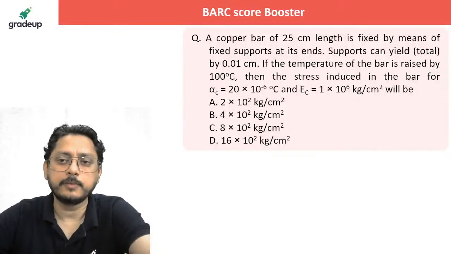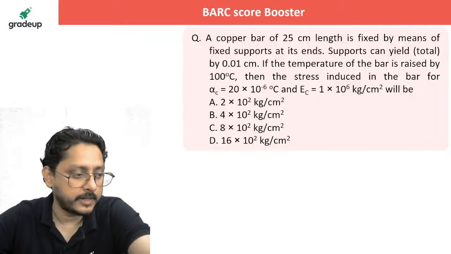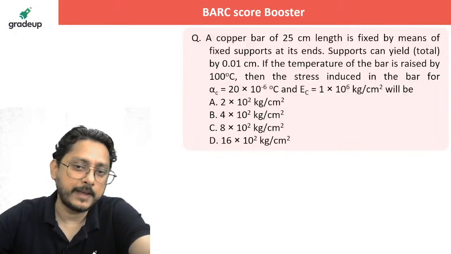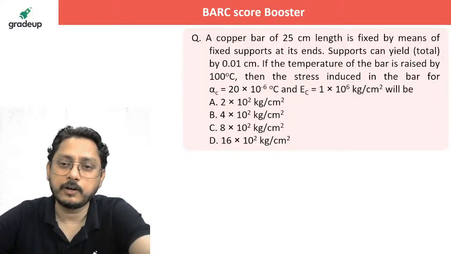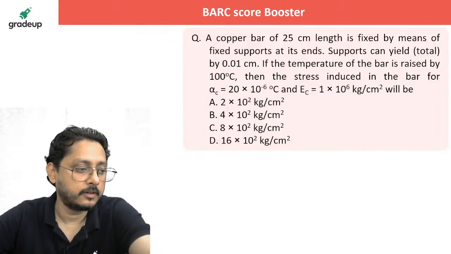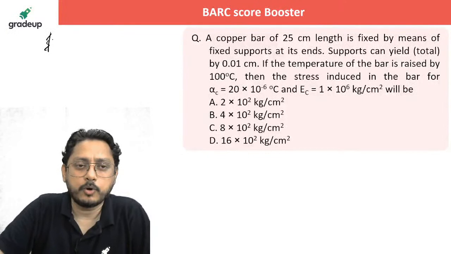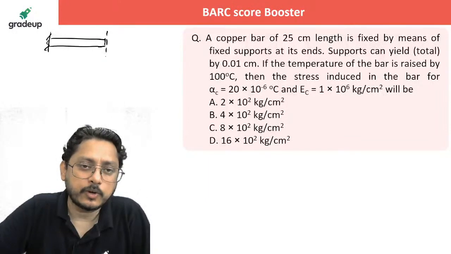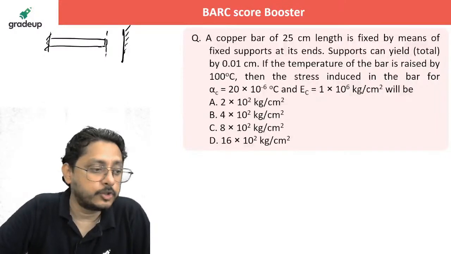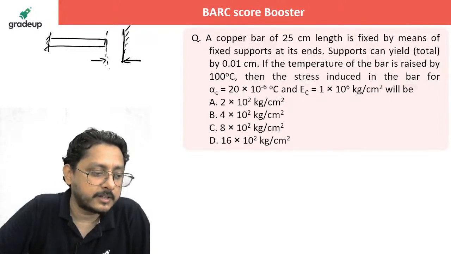A copper bar of 25 cm length is fixed by means of fixed support at its end. Supports can yield by 0.01 cm. If the temperature of the bar is raised by 100 degrees centigrade, find the stress induced in the bar. Alpha of copper is given and E of copper is also given. What will be happening here? See, the same concept you can apply. He's saying that you have a support here, you have a bar here. If the support yields, it means the bar was here, but the support is going to yield and will remain at this place. If you raise the temperature, that is the point of yielding. Yielding means it is just going to get displaced.